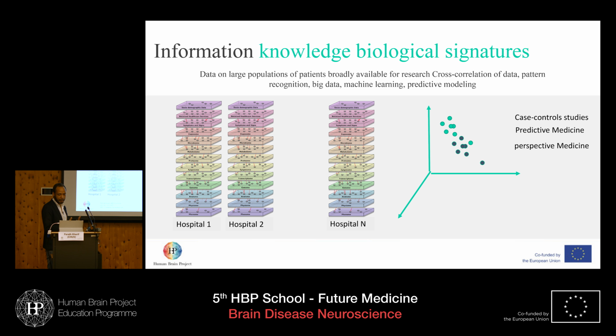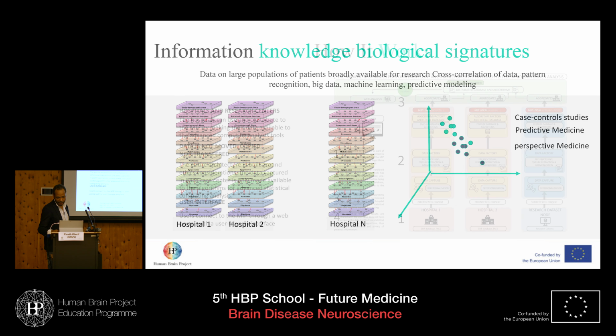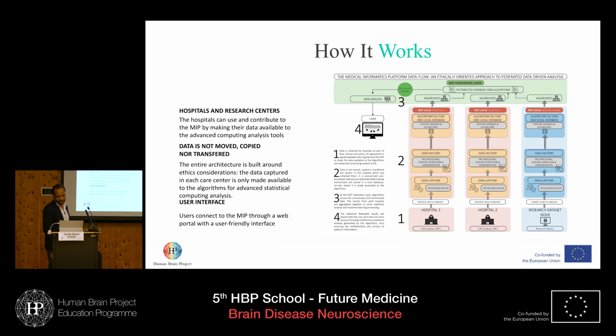So if you have a priori hypothesis, you can do a case control study. You can do predictive medicine if you want to predict which biological measure leads to a certain phenotype, or we can do what's called prospective medicine, which is basically stratification, and follow up these patients and see if the biological stratification of certain patients into certain groups leads to different treatments or different trajectories compared to the classical classification.